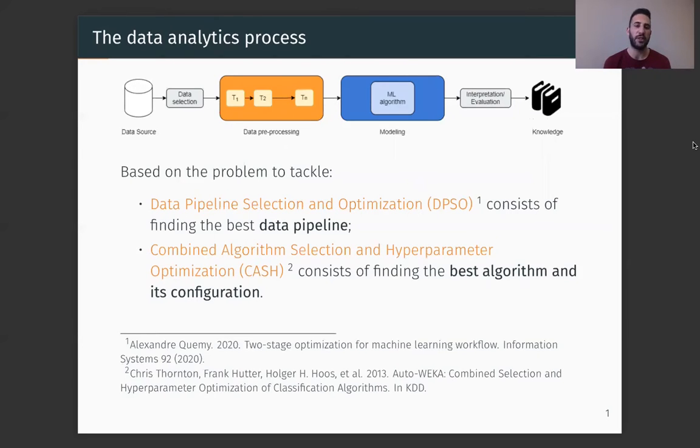For example, they change the order of the transformations in the data preprocessing step or the machine learning algorithm in the modeling phase. So in literature, we distinguish two different problems. Regarding the data preprocessing step, we have the DPSO problem that aims to find the best order of the transformations according to the results, and then afterwards to tune each of the transformations because they have different operators and parameters. Similarly, for the modeling phase, we have the CASH problem that aims to find the best algorithm and then tune its hyperparameters.